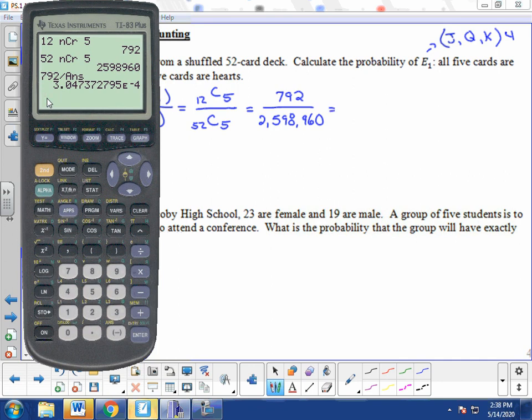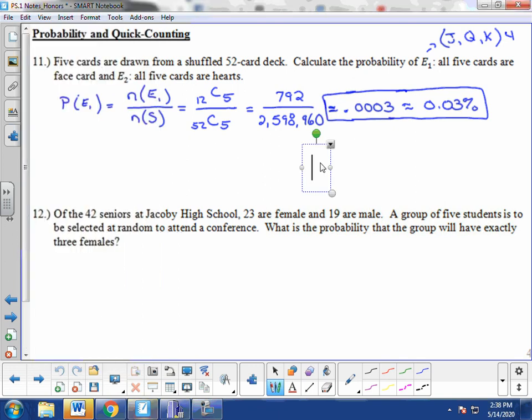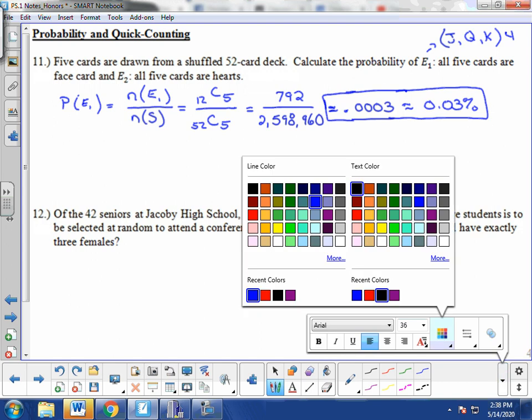So this would be approximately 0.0003, which if we put it into a percentage would be approximately 0.03%. So a very small number here. The probability that we are going to end up with all 5 cards being face cards is 0.03%. Let's take a look at another example.